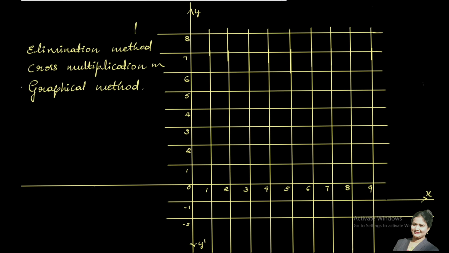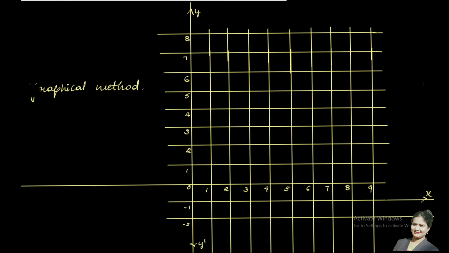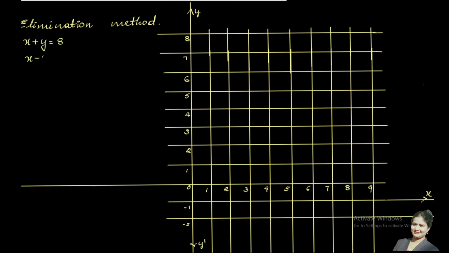So what is the elimination method? The name itself suggests that we eliminate or cancel the variables which have the same coefficient. Shall we take one example of a pair of linear equations? x plus y is equal to 8 and x minus y is equal to 2. We call this equation 1 and this equation 2.